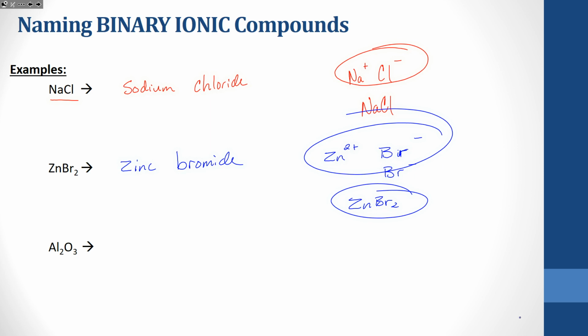So next one is just aluminum oxide, and that's it. Don't need charges. Don't need prefixes because we can figure out the formula based off the charges. So if somebody asks me, hey Hayward, what's the formula for aluminum oxide? I can determine using charges what its formula is. And I'm going to show you how to do that right away.